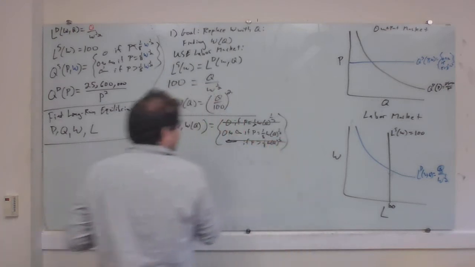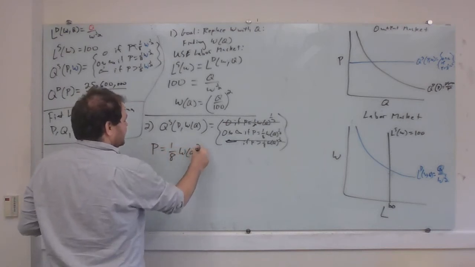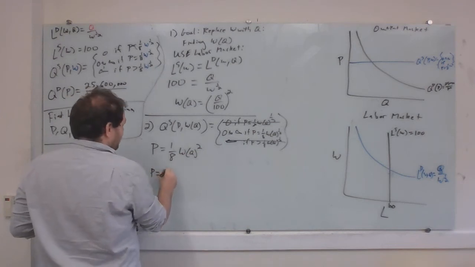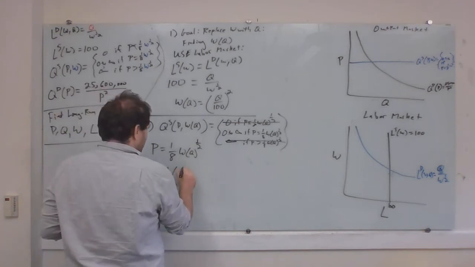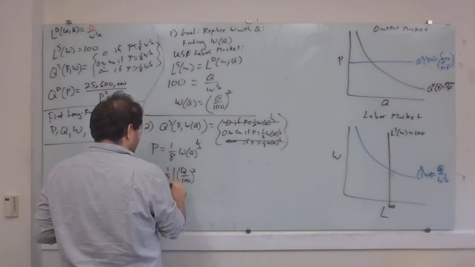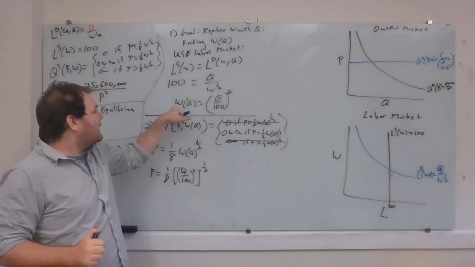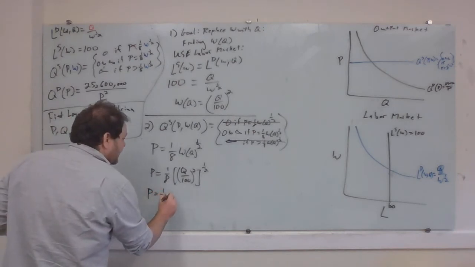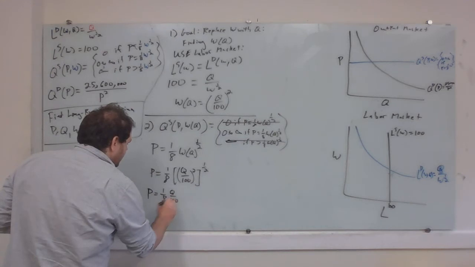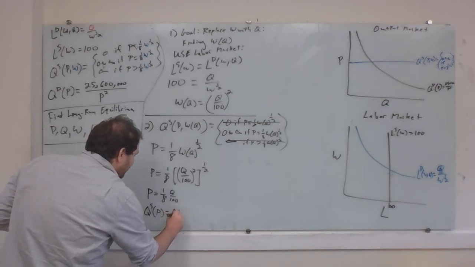So what this means is, we know that P equals 1/8 W of Q quantity squared. So this is going to tell me that P equals 1/8, or sorry, the 1/2, I'm so sorry, 1/8 of Q over 100 squared, all to the 1/2. Right? Just plugging in our value for what W has to be as a function of Q. So this tells me that P equals 1/8 times Q over 100. In other words, our quantity supplied as a function of P has to just be 800 times P.